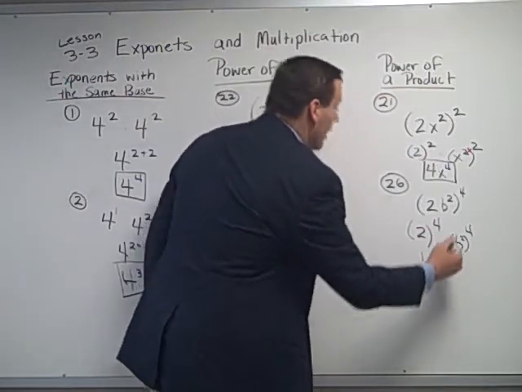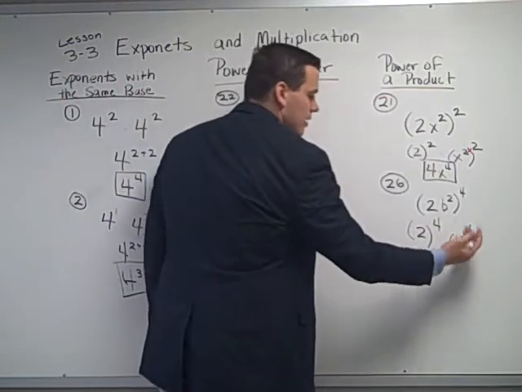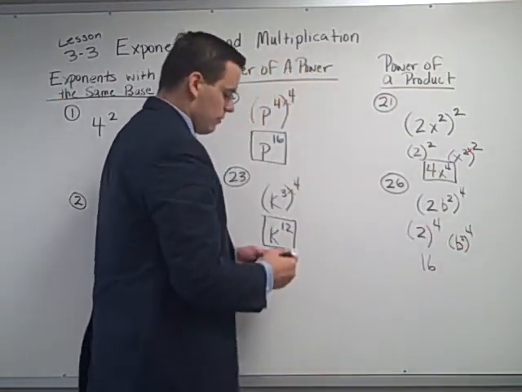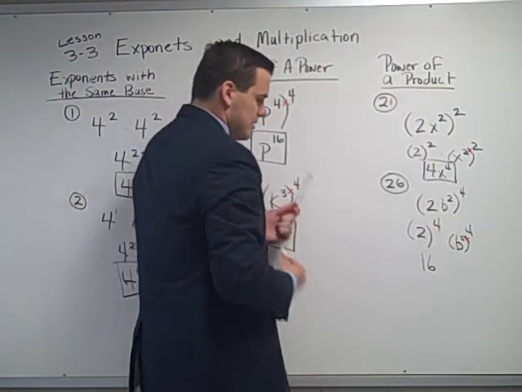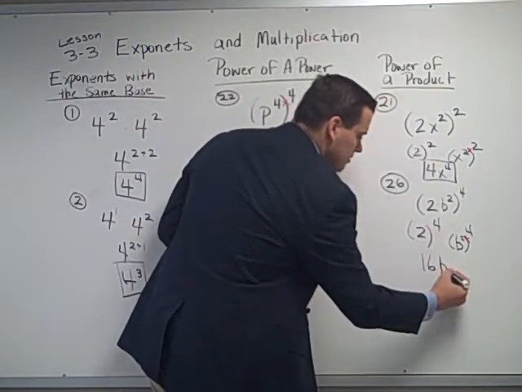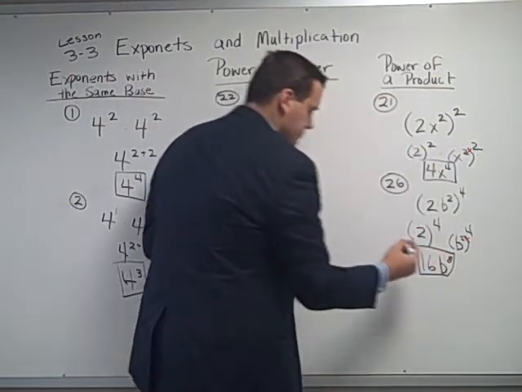16. And then we come back to a power of a power. We have this b squared all to the 4th power. So when we have a power to a power, we can just simply multiply those. And we're going to say this is 16b to the 8th power. And then this will be our final answer.